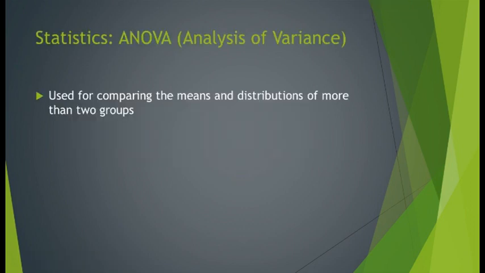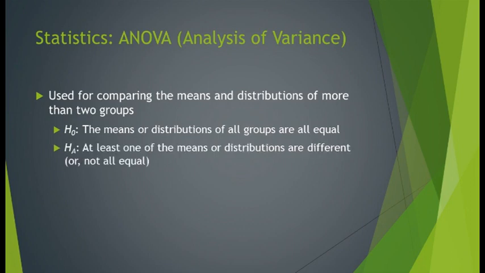Lastly, we'll go over ANOVA, which is essentially an extension of the t-test. It is used for comparing the means and distribution of more than two groups. The null hypothesis assumes all the means and distributions are equal among all of the groups, while the alternative hypothesis is that at least one of the means or distributions is different. Unlike a t-test, an ANOVA does not tell us which data set or sets are different. You have to conduct additional tests to determine this.